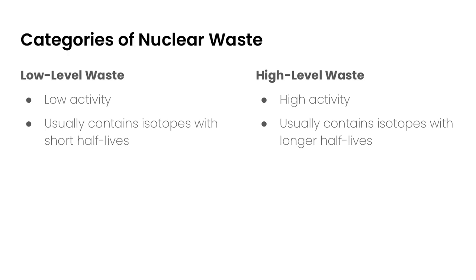Low-level waste means we have low activity. That means there are not many radioactive nuclei that are decaying each second to produce ionizing radiation. And they also contain isotopes that usually have short half-lives, so the ionizing radiation is given off for a shorter period of time. High level, on the other hand, has high activity, so lots of radioactive nuclei decaying each second to produce the ionizing radiation, and they have generally longer half-lives. So the ionizing radiation is given off for a longer period of time.